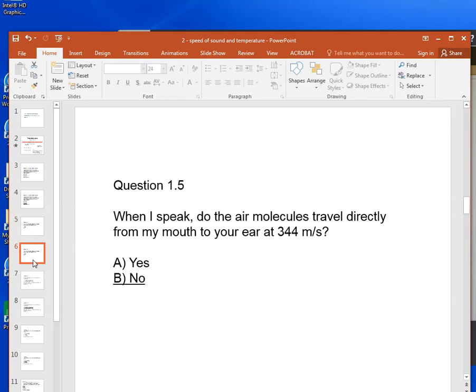The answer is no. There are not air molecules moving from my mouth to your ear. If that were the case, this would be a big problem. I think for a moment in the medical field, people will wear a mask to keep molecules, for example some water vapor that's in your lungs, from reaching the patient, to keep the spread of communicable diseases down, right?